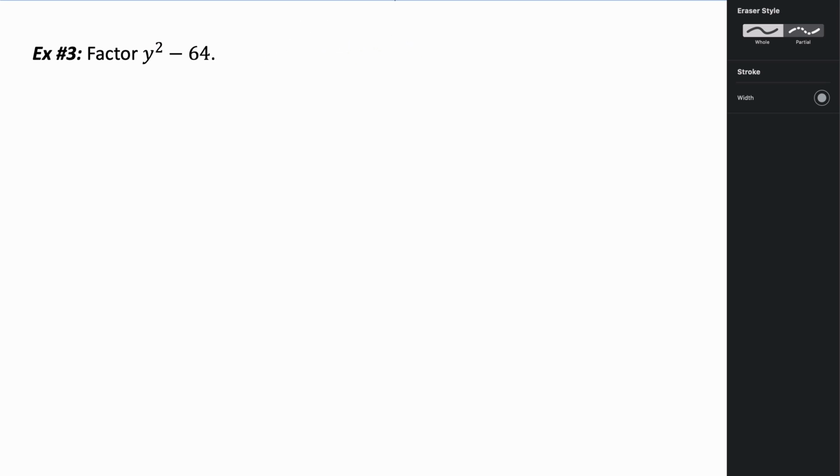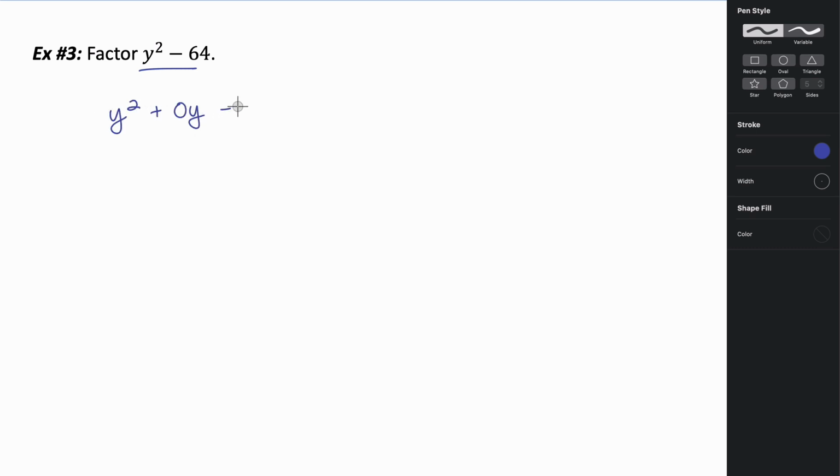So what can I add in here in my middle term that wouldn't change its value but would just change the way that it looks? Well, what can you add to anything that doesn't change its value but could just change its look? Well, that's 0. So I need to put a term in here that has a value of 0. So I can basically take this, rewrite it as y squared plus 0y minus 64. So now we have 3 terms.